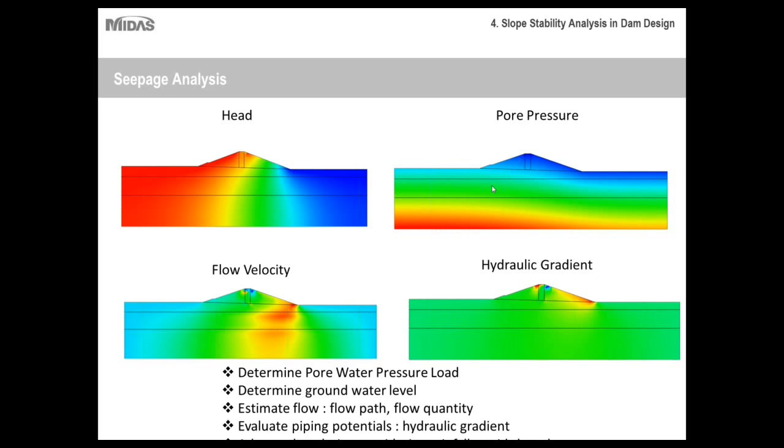You'll have your pore pressure, so naturally, pore pressure is going to be higher where the water is. And then flow velocity, which is very important. So as you can see, the flow velocity, so water will be flowing from the left side to the right side.